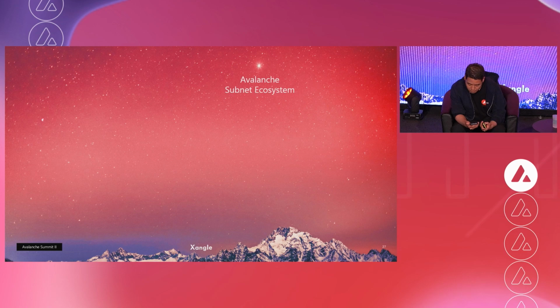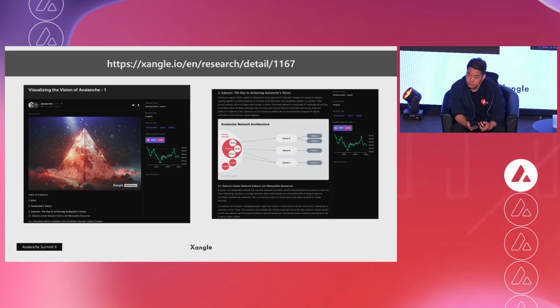We're also doing our best to ensure that many investors, many developers, and also many leading researchers can properly understand the essence of the Avalanche ecosystem through our in-depth research reports. Our research report can be found on our Xangle website. I put a link above the screen.